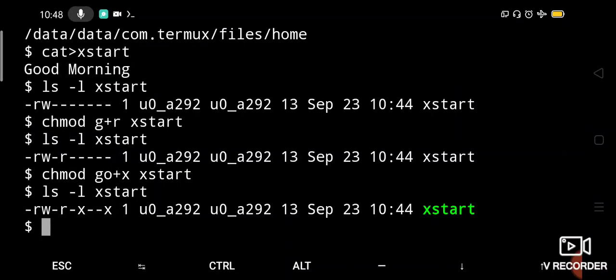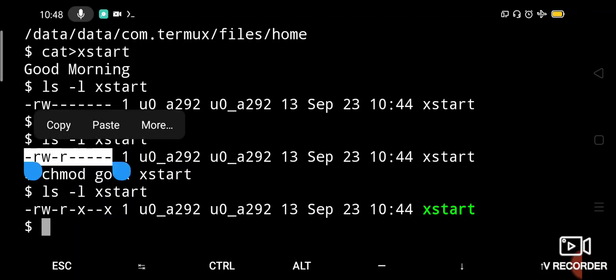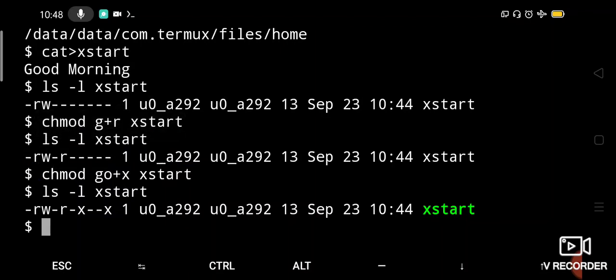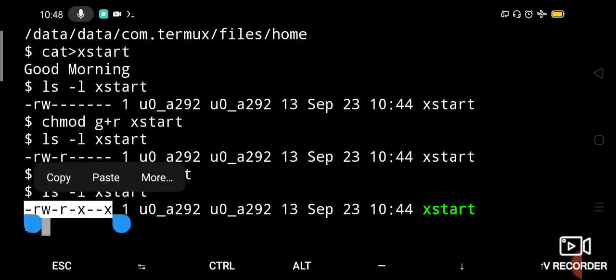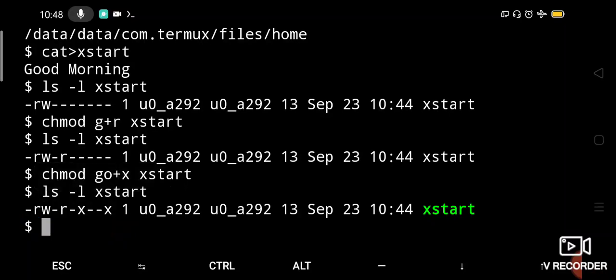Yes, see here the previous permissions, you check. We didn't have execution permissions for group and others, but now in the latest case, after changing the permission, we have execution permissions added for group and others, right? That is how you can add permissions for multiple categories of users.